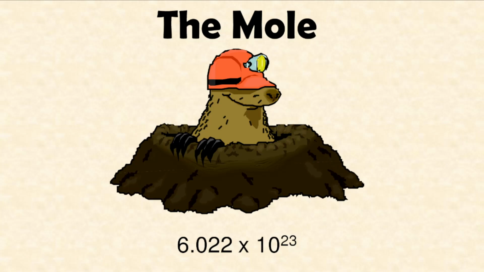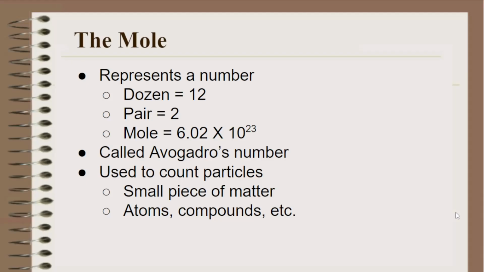In this video, we'll discuss the mole and how to use the mole to convert between particles, grams, and moles. The mole is just a word. It represents a number, like a dozen represents 12, pair represents 2, the mole represents 6.02 times 10 to the 23rd. We call this Avogadro's number, and we use it to count particles.